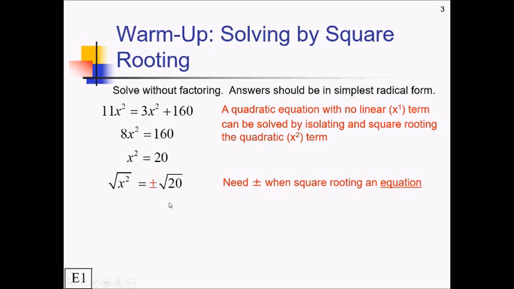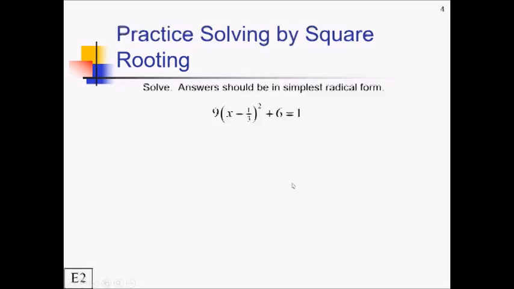And now, just simplifying things, we have just x on the left side, and on the right side we can split this radical up a bit and put it in simplest radical form. So this can be rewritten as 4 times 5 inside a square root, which gives us plus or minus 2 radical 5. Here's another example for us to try out.